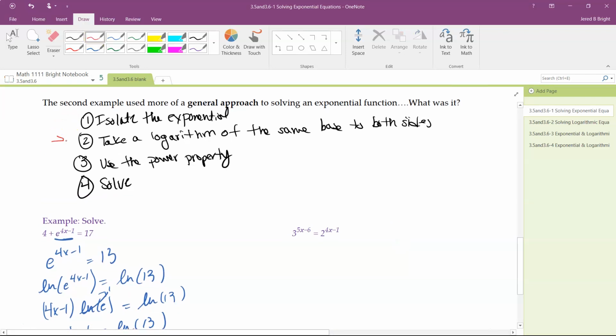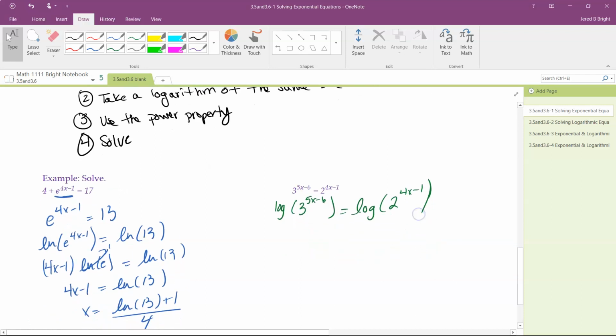I'm going to apply a logarithm of the same base to both sides. So which one is it? Well, take your pick. I'm going to change from my standard of using natural log to using common log. And so I'd get log of 3 to the 5x minus 6 is equal to log of 2 to the 4x minus 1. From here I have to bring the exponents down, so I'd have 5x minus 6 all times log of 3 is equal to 4x minus 1 parentheses log of 2.